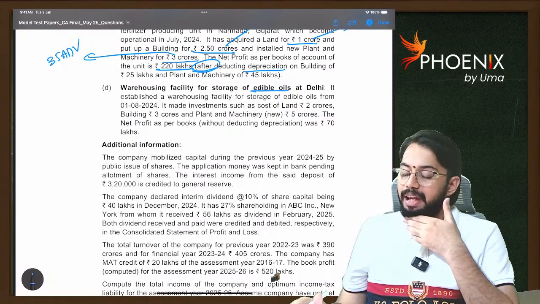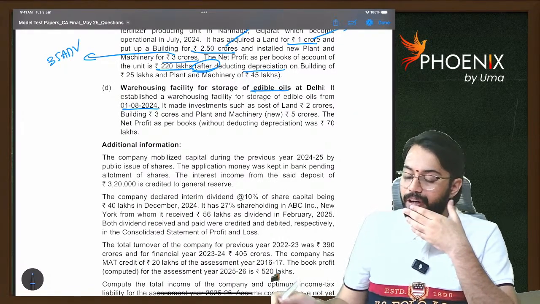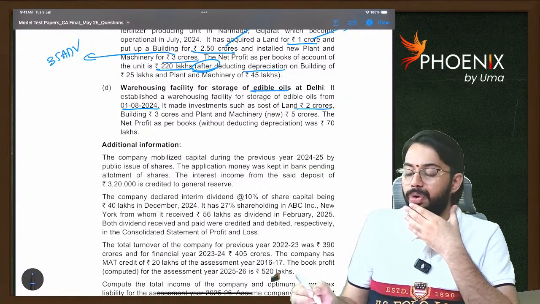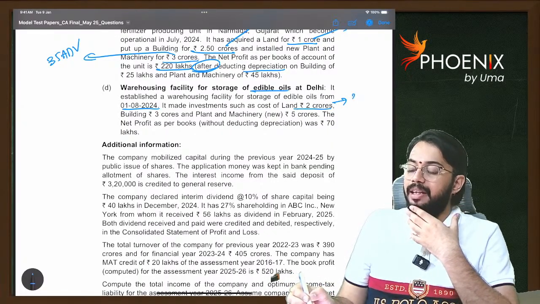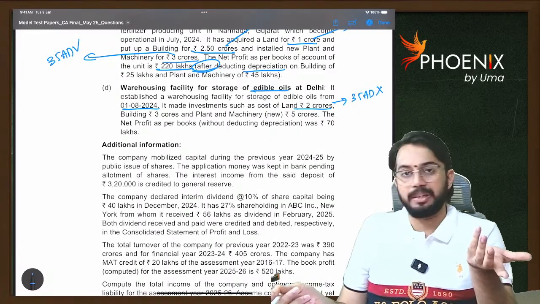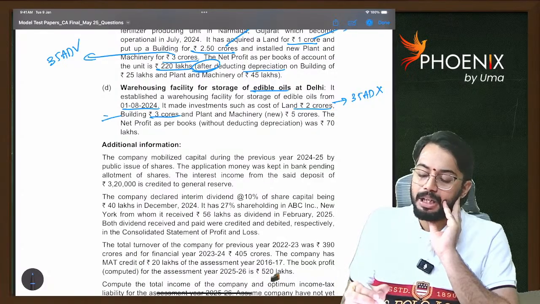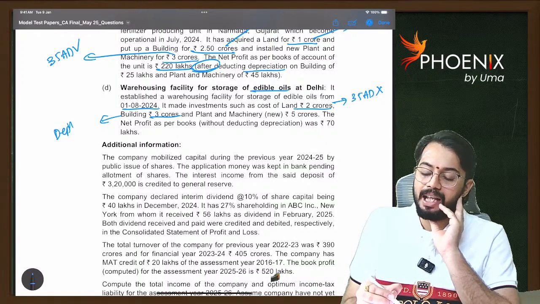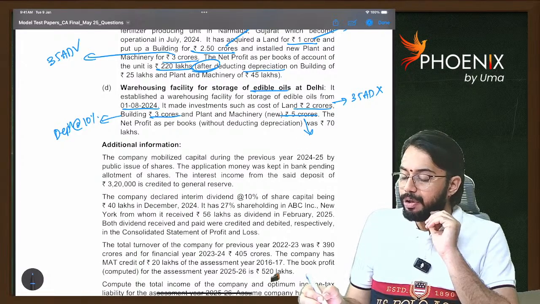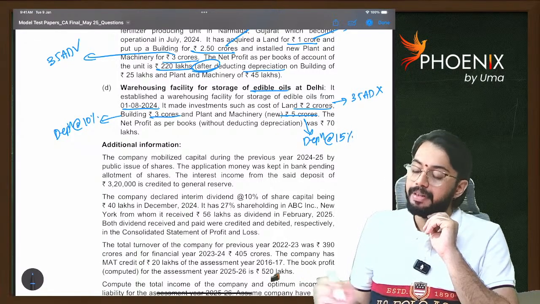It established a warehousing facility for storage of edible oils on 1st August 2024. It made investments such as cost of land 2 crores. See, 35 AD deduction is not available, and land is also not a depreciable asset. You cannot claim depreciation. Building 3 crore rupees, you can claim depreciation at the rate of 10%. Plant and machinery 5 crores, you can claim depreciation at the rate of 15%.